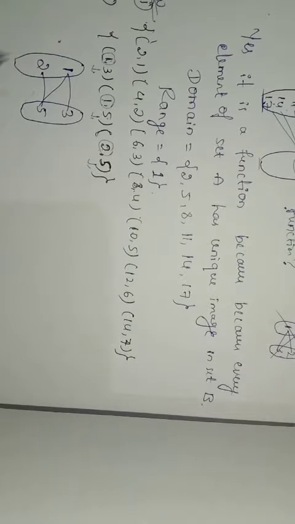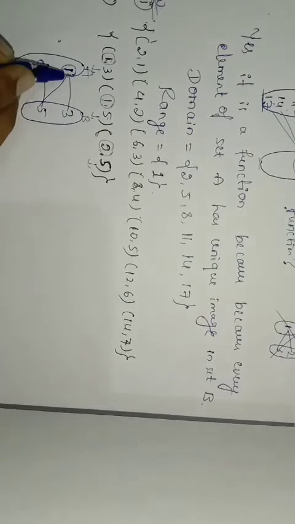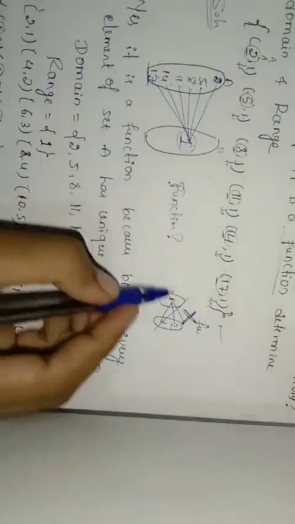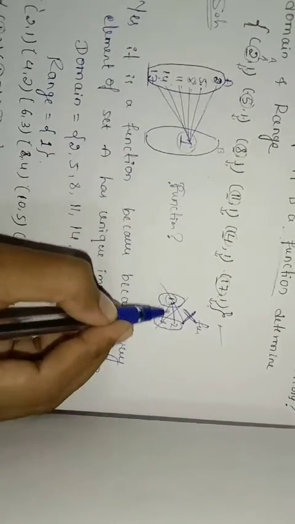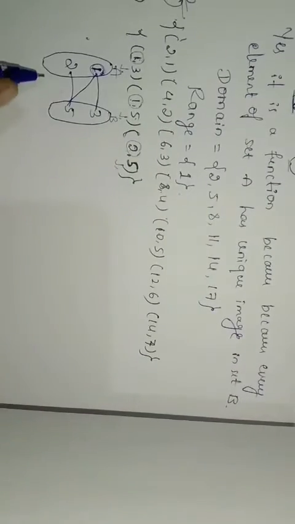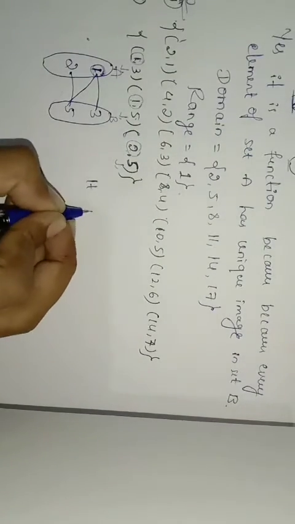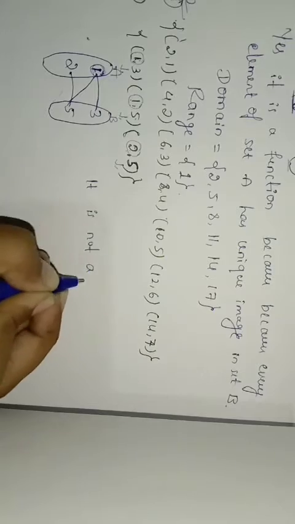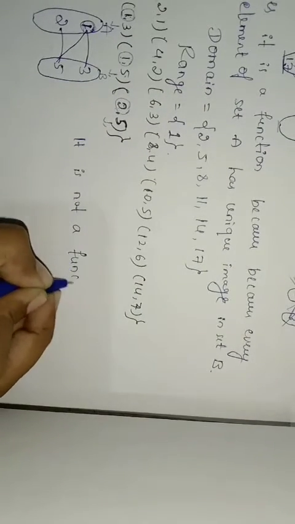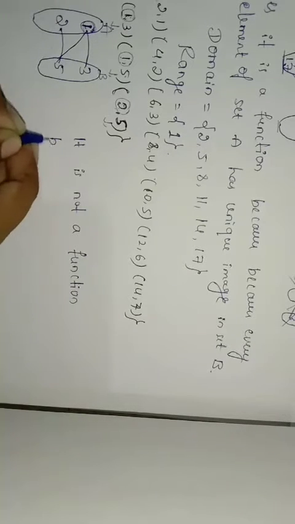See, now check in this set A, and this is set B. In this set, this one has 2 images. So what I told you here, whenever one element has 2 images, then it is not a function. So what will you conclude here? So it is not a function.